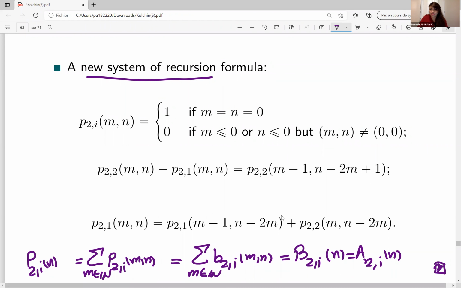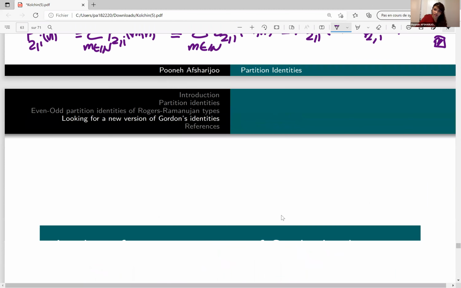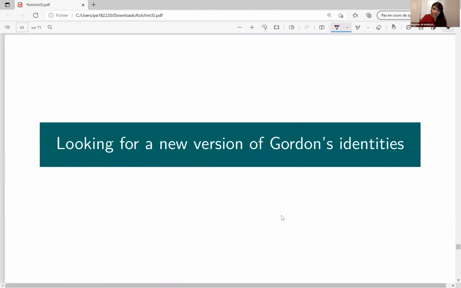I think that I have some more time, so I would like to talk about Gordon's identities also. Once we found the new members of Rogers-Ramanujan identities, we were interested in finding a new member for Gordon's identities also. We used our first method to do this, and we had a candidate, and then I conjectured a new member for Gordon's identities.